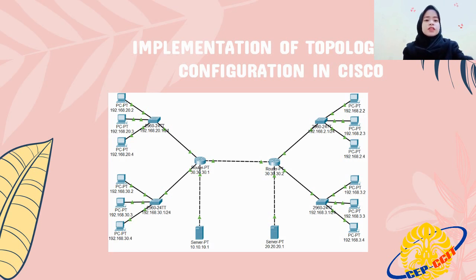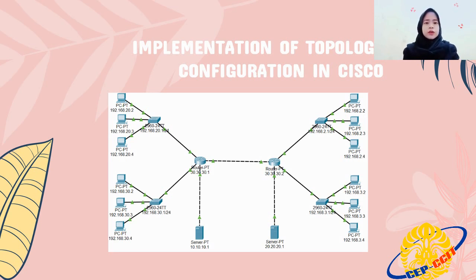Each PC connected to a switch uses a straight cable. The first and second switches are connected to router 1, then the 3rd and 4th switches are connected to router 2. All switches connected to the router use straight cable. Here, I use IP 30.30.30.1 for router 1 and 30.30.30.2 for router 2. Then the routers will be connected to each other using a crossover cable.